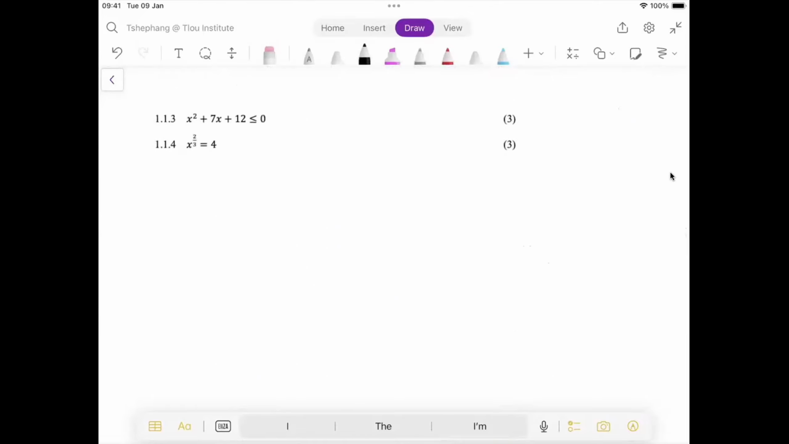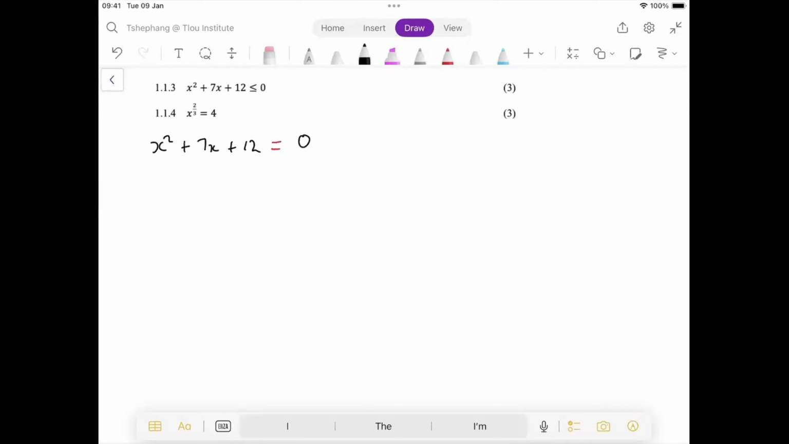Now, those steps that I was giving you for the inequalities, let's try to use them now to solve 1.1.3. x squared plus 7x plus 12 is less than or equal to 0. Remember what I said, think of it as a normal equation. So x squared plus 7x plus 12, I'm going to use red here, is equal to 0. We're not supposed to write the equal sign. That's why I'm using the red marker there.